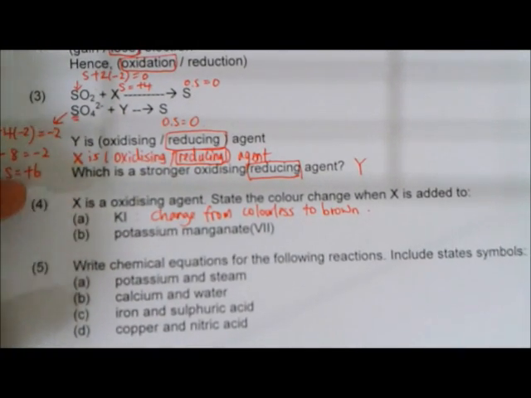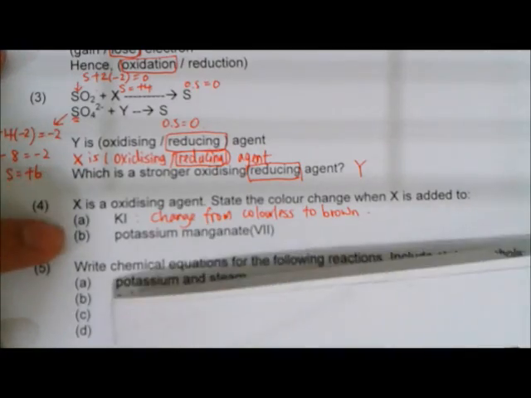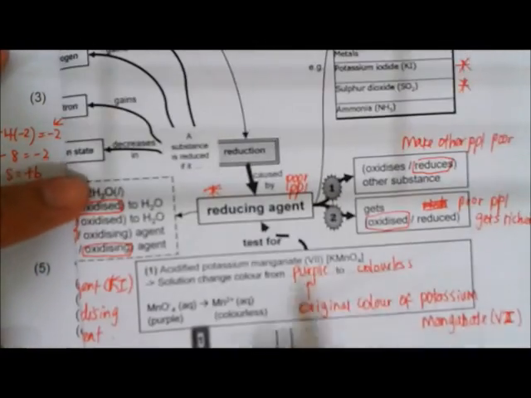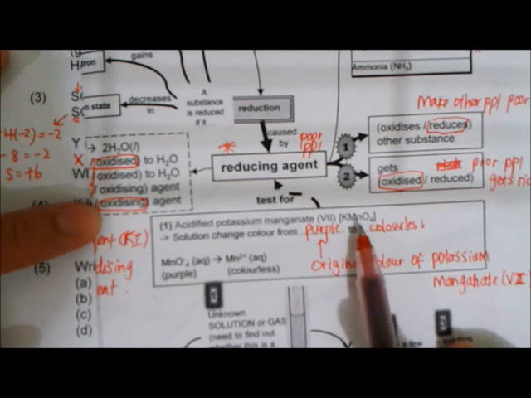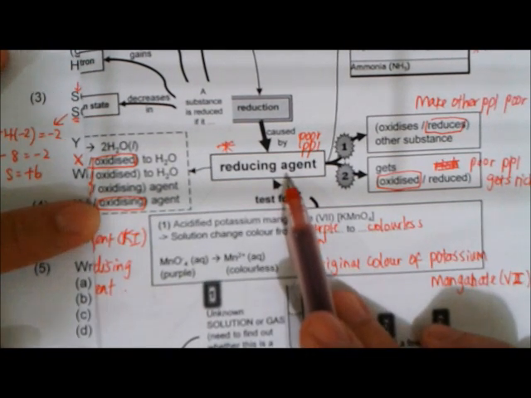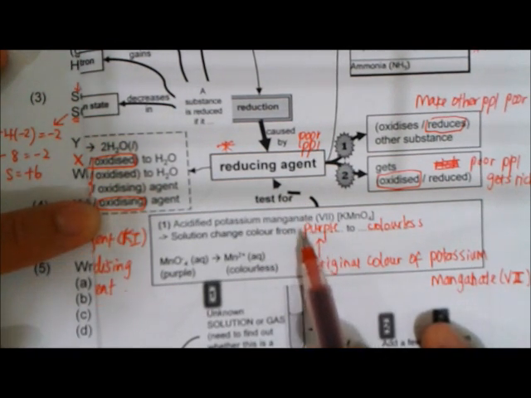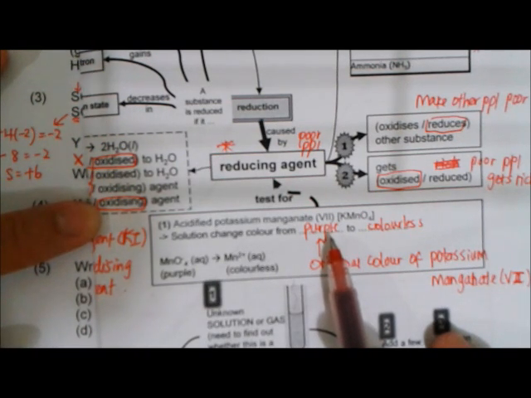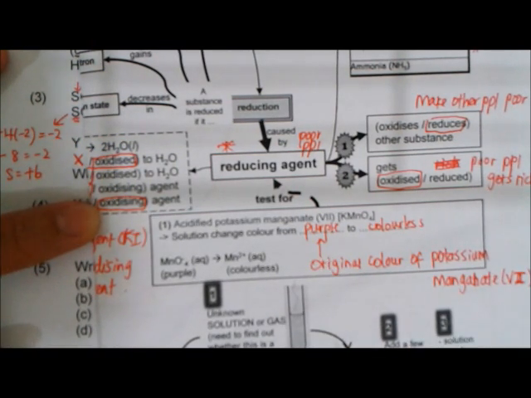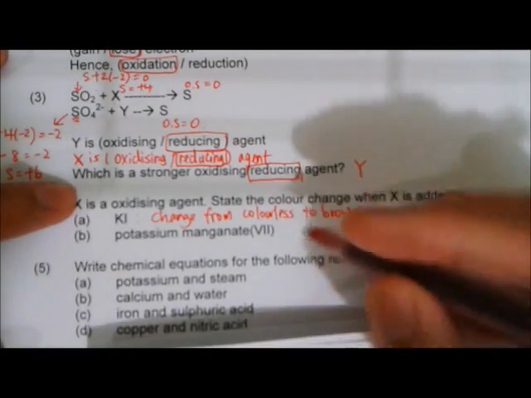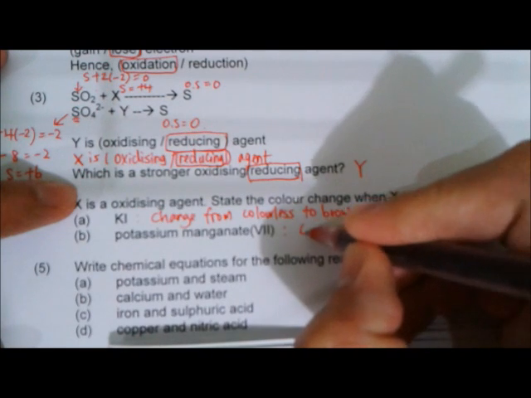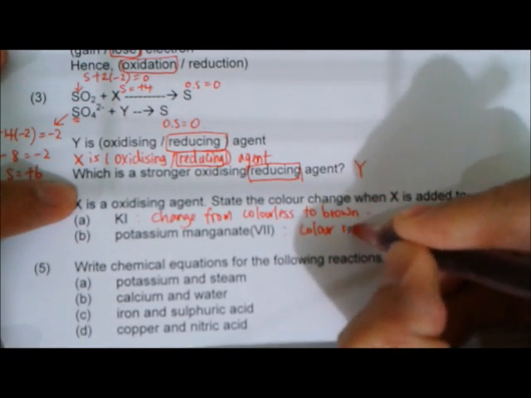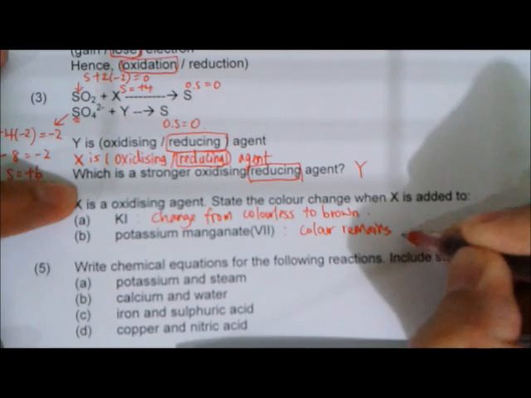How about potassium manganate 7? Now, acidified potassium manganate 7 is used to test for reducing agent. If the substance that is added to acidified potassium manganate is a reducing agent, there will be a color change. Otherwise, there won't be a color change. So the color will remain as purple. So in this case, color remains purple.